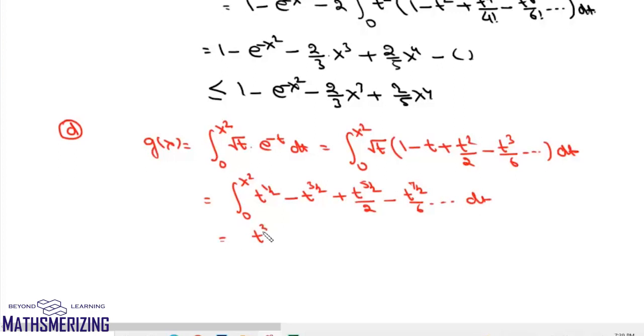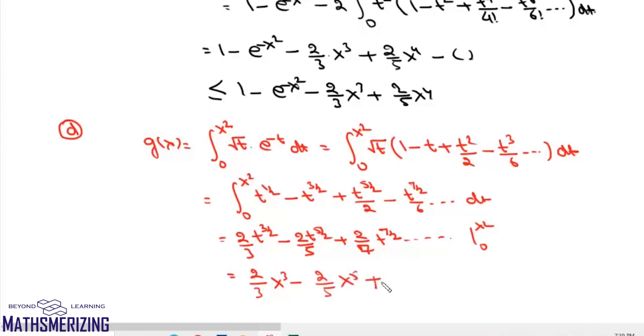Now we integrate this, we'll get t to the power 3 by 2 times 2 by 3 minus t to the power 5 by 2 times 2 by 5 plus 2 by 7 t to the power 7 by 2, and so on, evaluated from 0 to x square. So we'll get this value as 2 by 3 x cube minus 2 by 5 x to the power 5 plus, now here we have this 2, so the 2 and 2 will cancel, so we'll get 1 by 7 x to the power 7, and then we have a minus sign, so it will be minus some value. That means it will be less than or equal to 2 by 3 x cube minus 2 by 5 x to the power 5 plus 1 by 7 x to the power 7. So the correct option is option D.